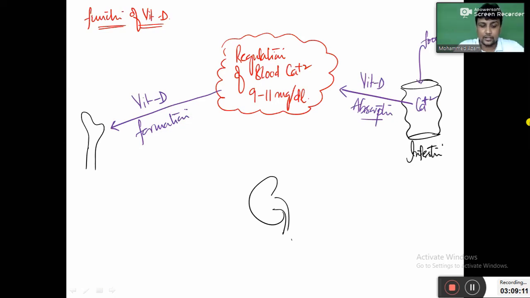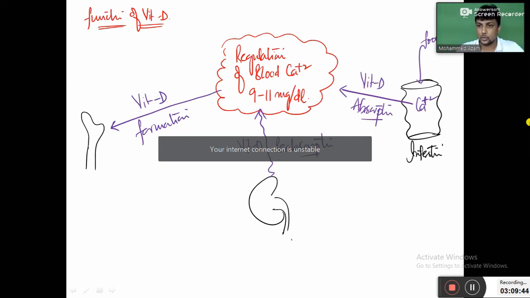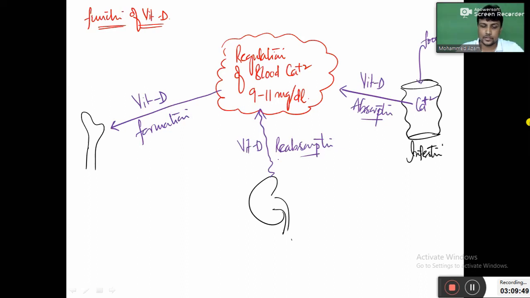And not only that, vitamin D also helps in reabsorption of calcium from the kidney. I told you about the kidney. What will happen in the kidney? Filtration will occur, glomerular filtration and all, and again we need to take back calcium, and that calcium is taken back by vitamin D, and we call that reabsorption. Reabsorption from the kidney will again be done by vitamin D. Is it okay?